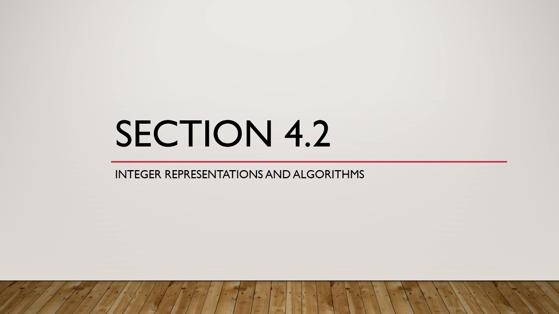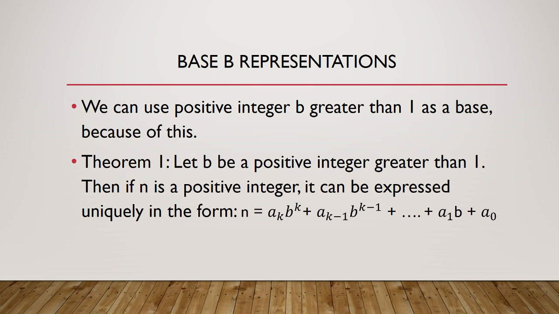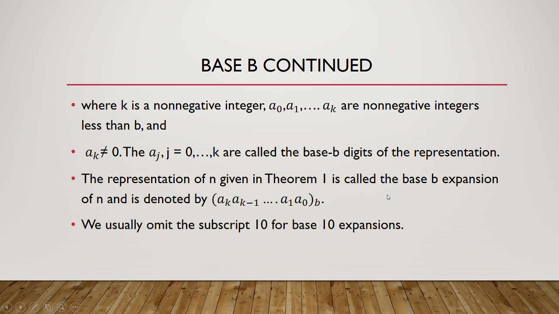Moving on to section 4.2, we'll be talking about bases. We can use a positive integer b greater than 1 as a base because of this theorem. Let b be a positive integer greater than 1, and if n is a positive integer, it can be expressed uniquely in the form seen here, where k is a non-negative integer, and a sub 0, a sub 1 through a sub k are non-negative integers less than b. As seen here, they're called the base b digits of the representation. The representation of n given in Theorem 1 is called the base b expansion of n and is notated as seen here.